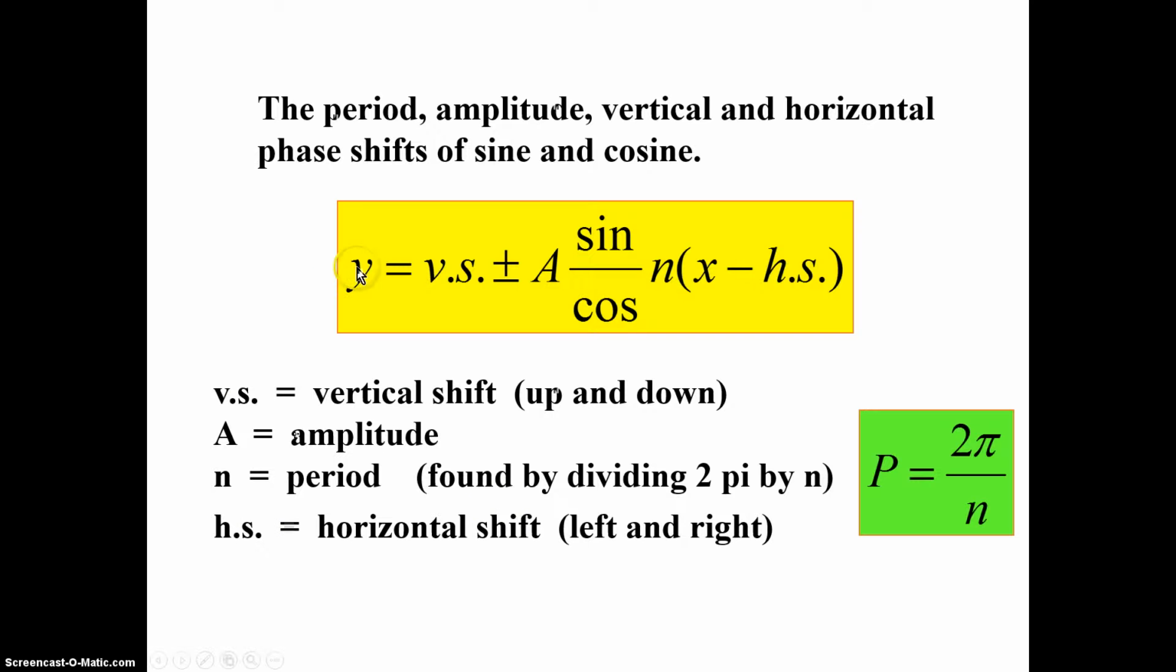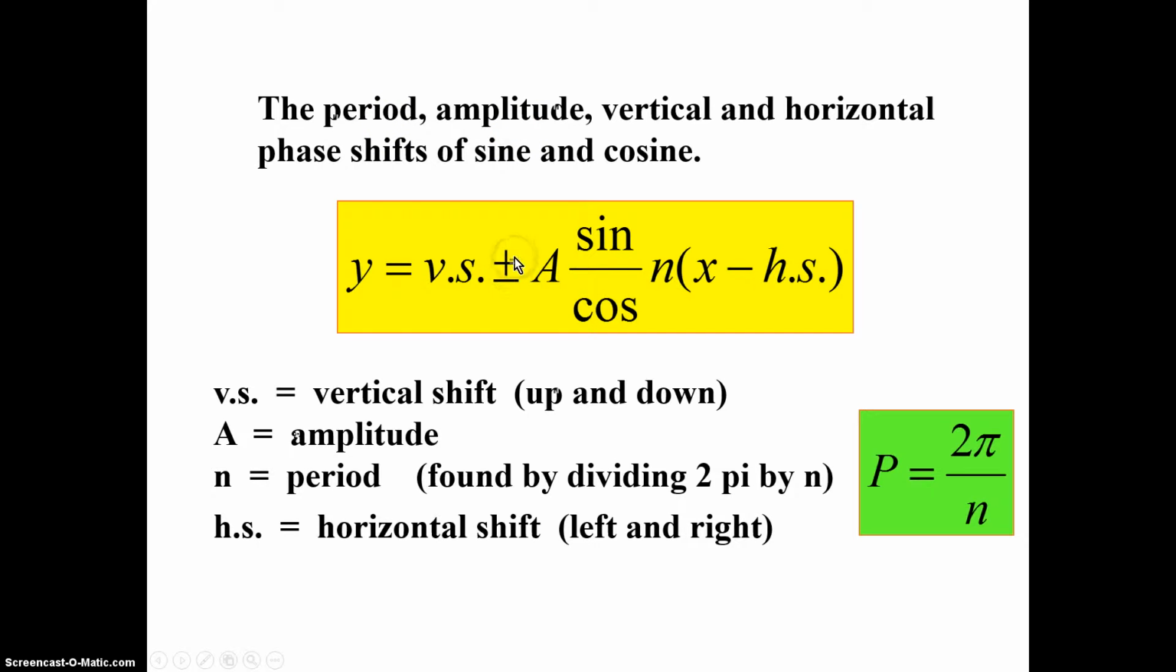Okay, y is equal to Vs, your vertical shift. The vertical shift helps us to determine if we are going to move it up or down. So in other words, if it's a plus or a positive number, we're going to move it up. If it's a negative number, we're going to move it down.